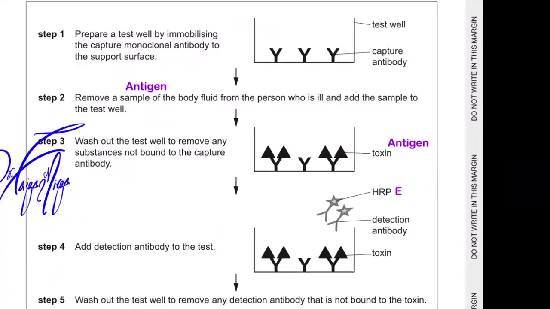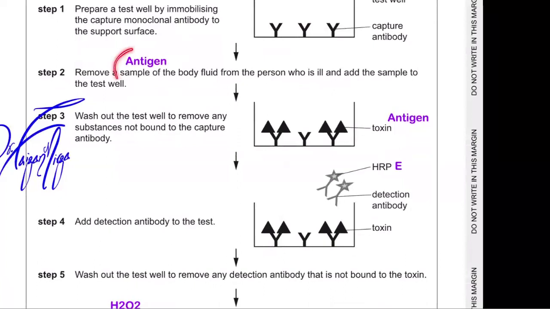Step 1, prepare a test well by immobilizing the capture monoclonal antibody to the support surface. So this is a support surface, and a capture antibody is attached. This capture antibody's constant region is attached here. And this region here must be the region which will be complementary to something that can attach to it. This is the test well. Remove a sample which will have antigen from the fluid of the person and add it to the sample well. So you add it here.